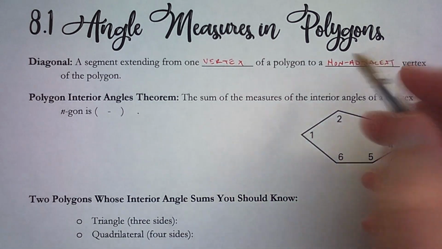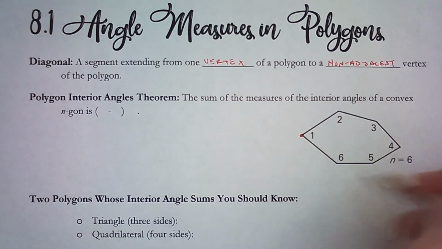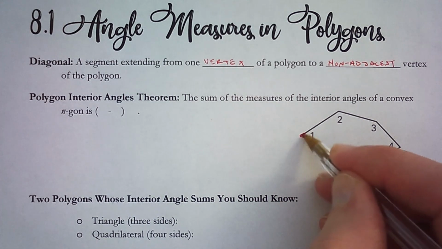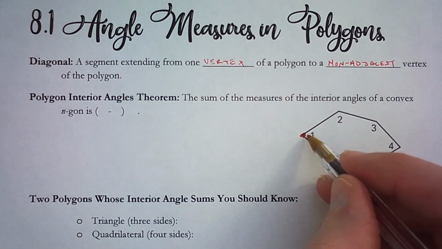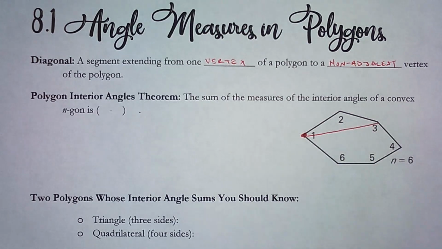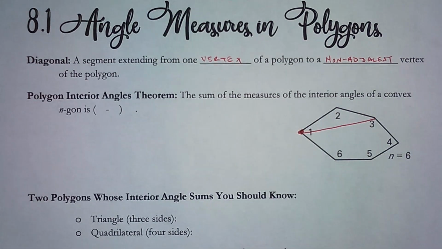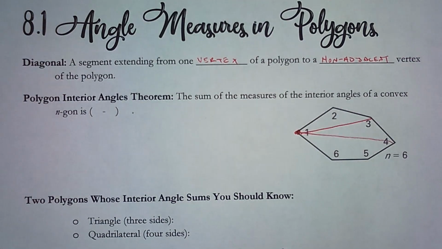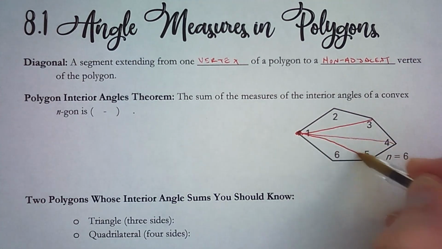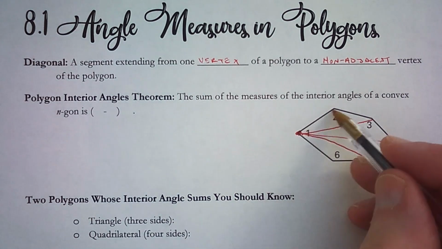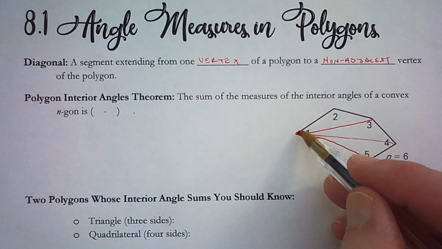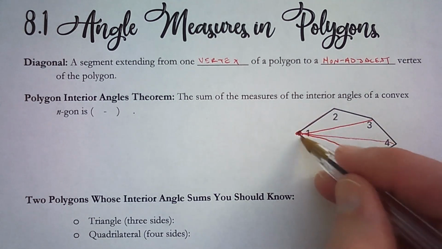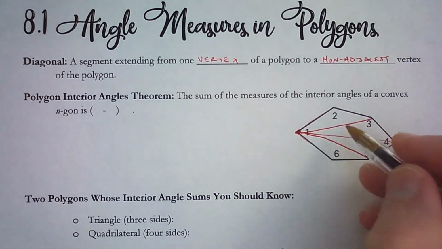So I'm just going to pick a vertex here from this polygon, which happens to have 6 sides, so it's a hexagon. I could draw a diagonal from vertex 1 to 3, because 1 and 3 are non-adjacent. I could also draw one from vertex 1 to vertex 4, or from vertex 1 to vertex 5. But not from 1 to 2, because those are adjacent vertices, which means I would actually just be tracing a side. Same for 1 to 6, I would just be tracing a side, so that's not a diagonal.